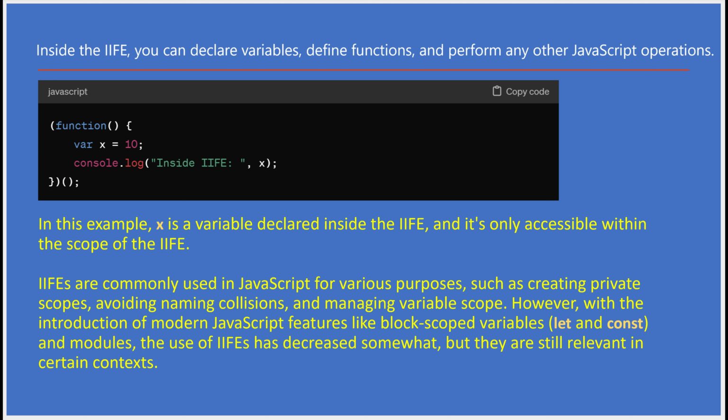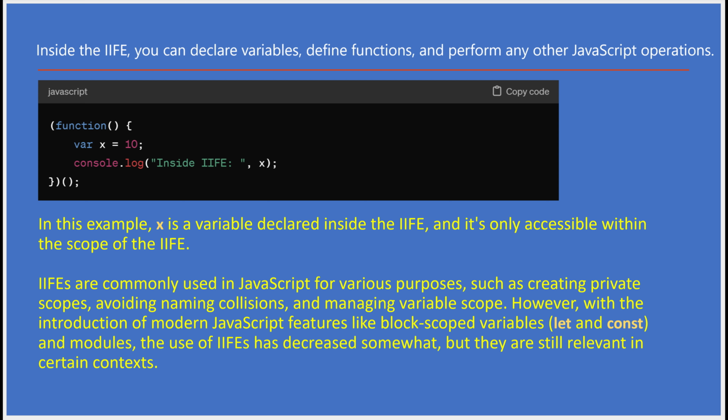Output. IIFEs have earned their place in JavaScript for a variety of reasons. They create private scopes, prevent naming collisions, and manage variable scope. However, with the advent of modern JavaScript features like block-scoped variables, let and const, and modules, the usage of IIFEs has somewhat declined. But they still hold relevance in certain contexts.